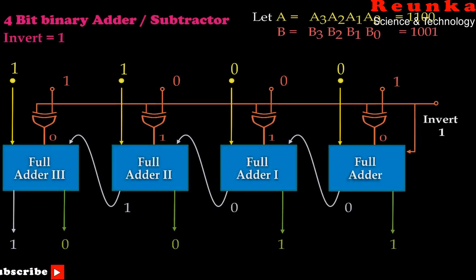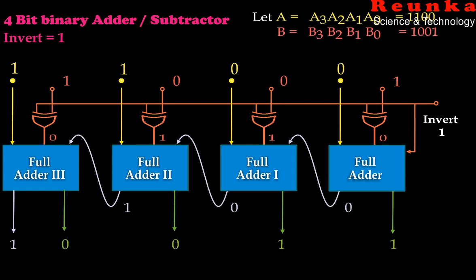Now, if invert is connected to logic 1, the inputs to the 4-bit binary adder will be 1100. Second input is 1001. Starting from LSB, you can see from the diagram that the invert equal to 1 is connected to the first full adder. The other two inputs are the A input as 0 and the second input 1, which is XORed here, and it will create logic 0. So 3 inputs for the first full adder are 0, 0, 1. The addition will give logic 1 as the sum and logic 0 as the carry.